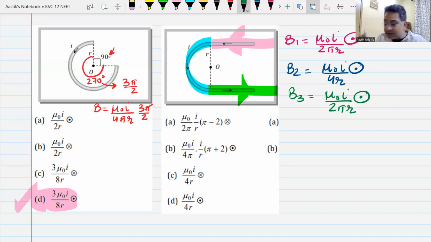There is only one option which is correct. And which is that option? Option B. Do we understand this? Yes or no? Yes, sir. Everyone understands this? Understood, sir.